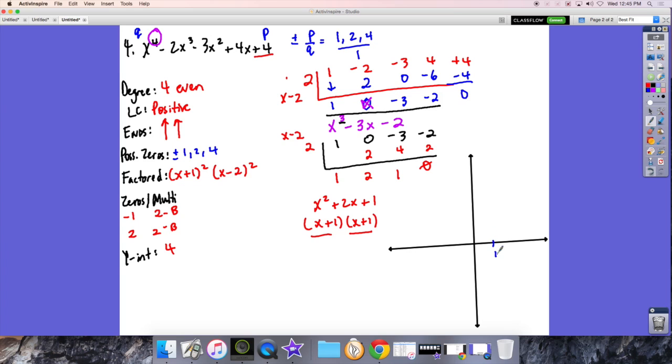So when we graph this, 1, 2, negative 1, negative 2, 4, our zeros are negative 1 and 2, and we're going to cross the y-intercept. Both of our ends are up. So it comes down to negative 1, it bumps it, crosses at 4, comes down to 2, and bumps it, and there's our graph. So there are number 3 and number 4.